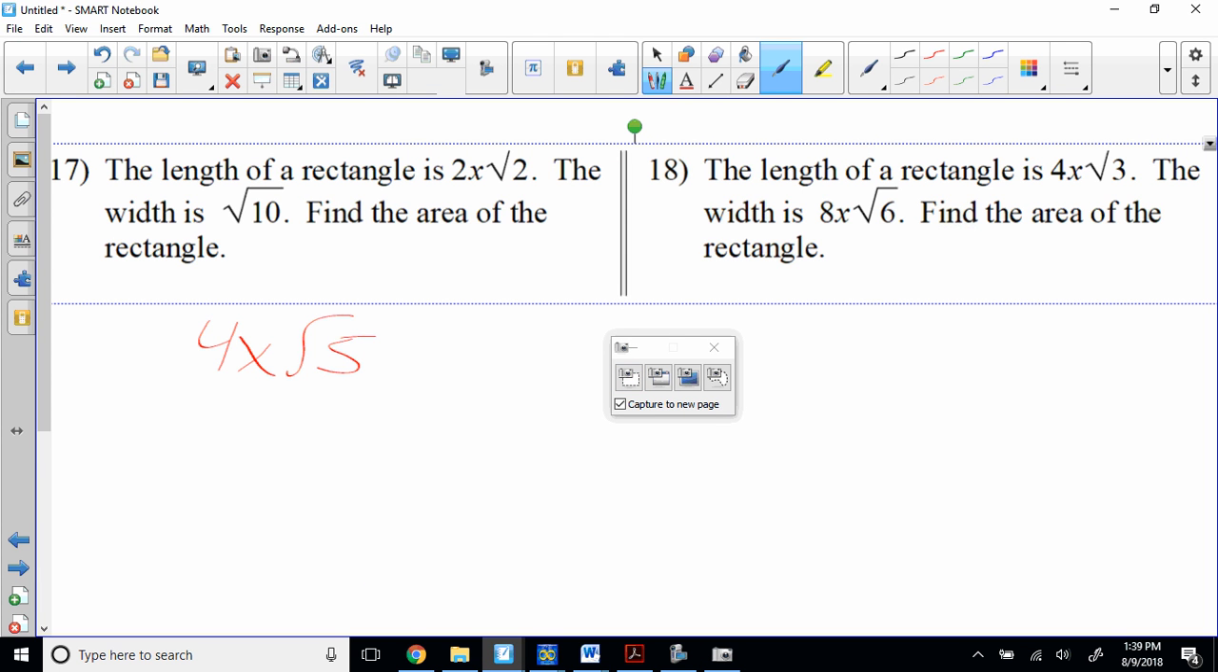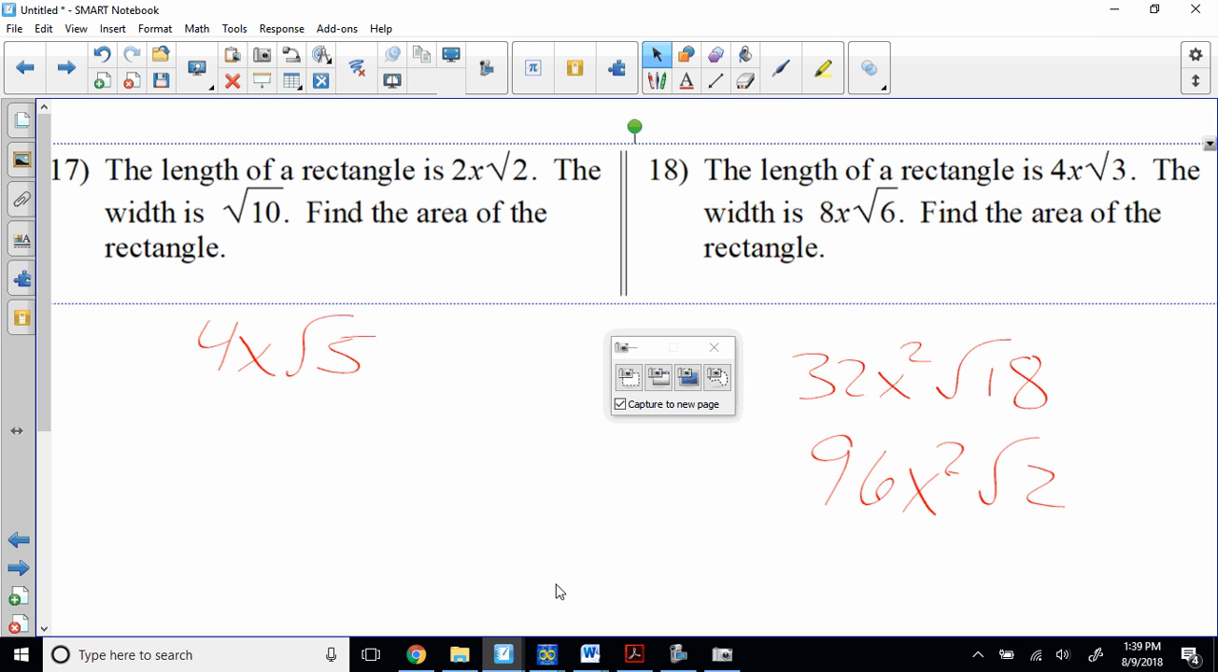And then this one is 32x squared, square root of 18. The square root of 9 is 3. 3 times 32 would be 96. X squared, square root of what? 2? Is that better? So you at least know, I didn't show the work on the last two, the other stuff.